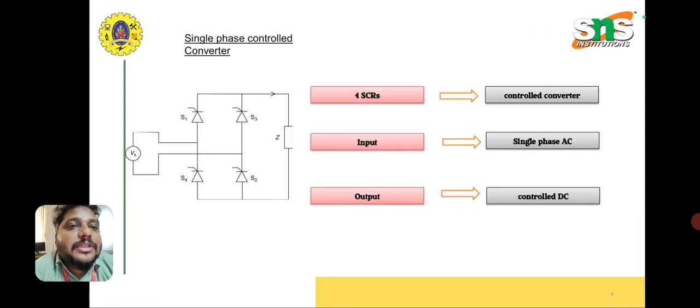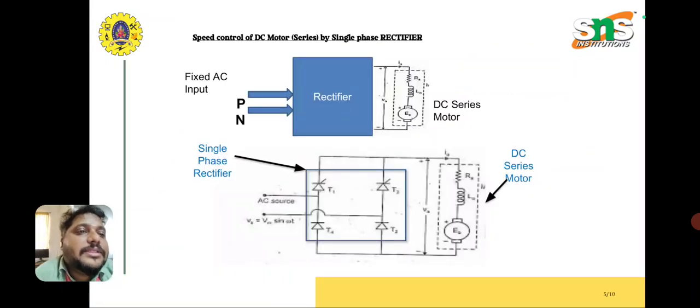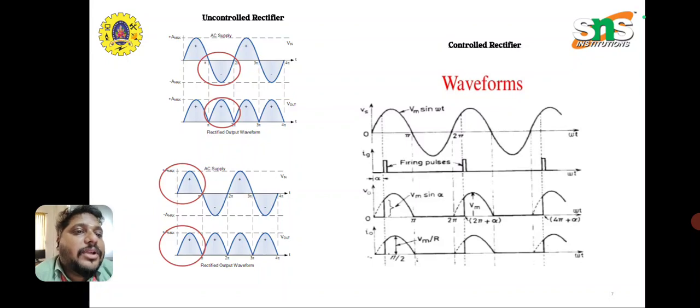Okay, coming to the single phase converter, this is the design of the converter. Here 4 SCRs are used to control the converter, the input is single phase AC, and the output is controlled DC. This is the waveform diagram, representing the positive and negative of the input and output of the uncontrolled rectifier. Likewise, the controlled rectifier has a controlled output, whereas the uncontrolled rectifier has only uncontrolled direct output.